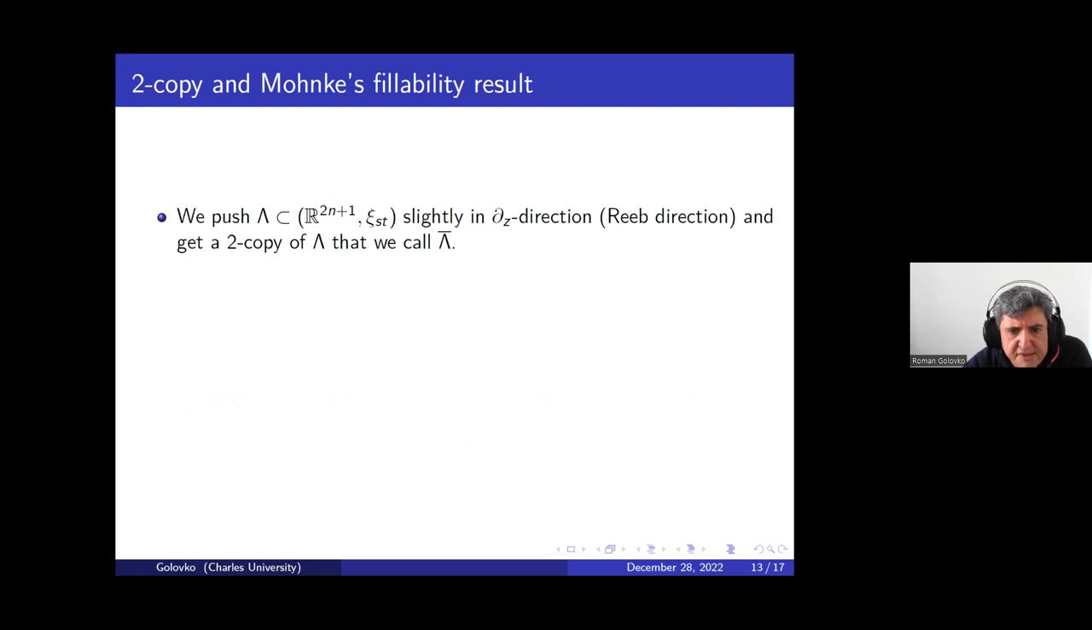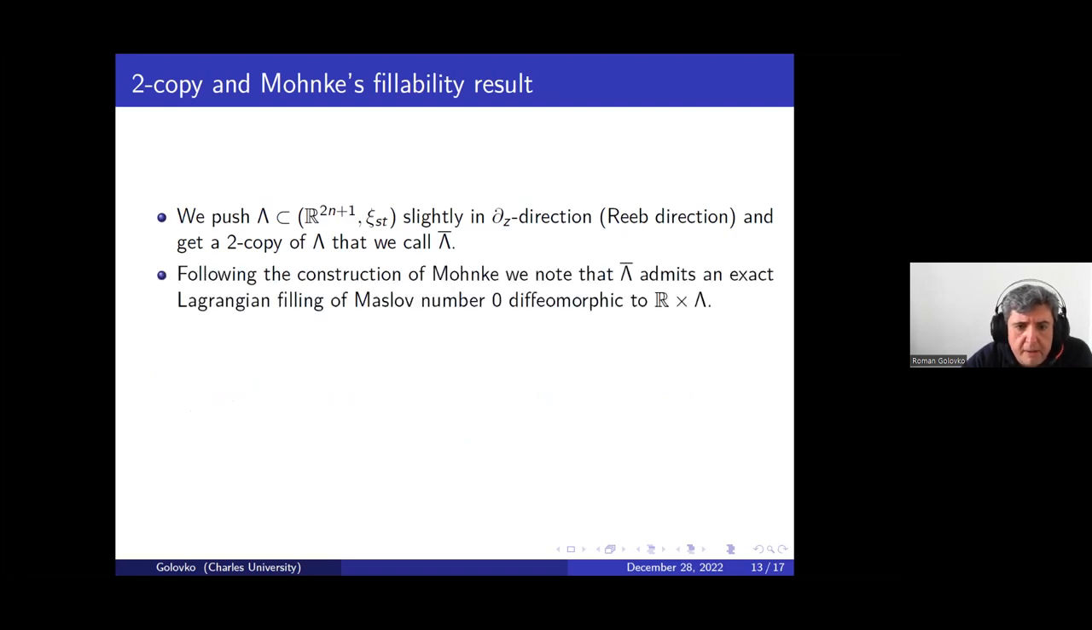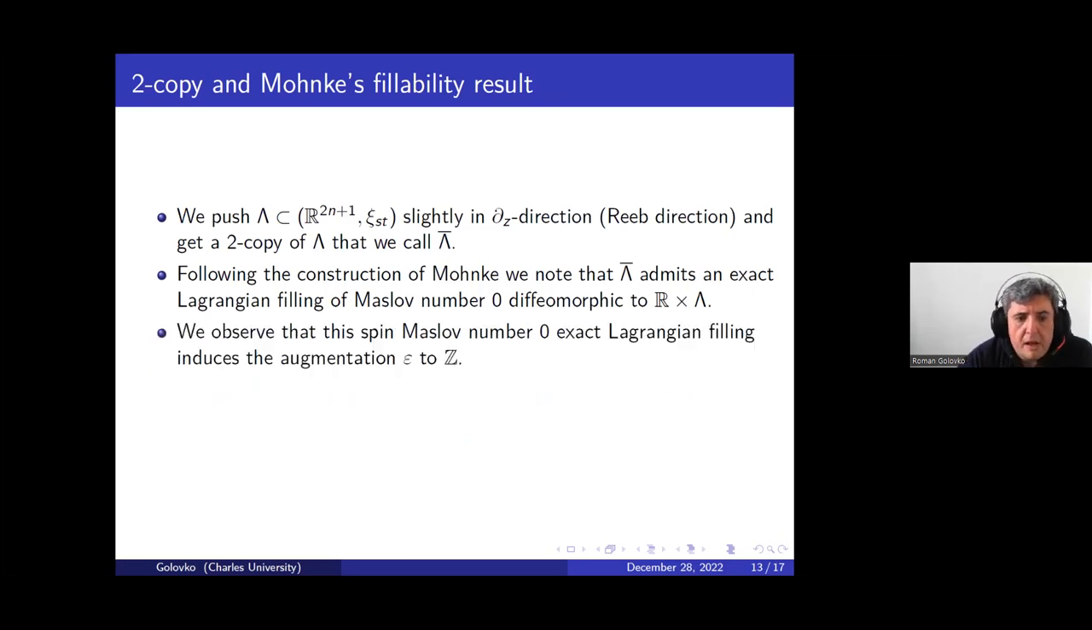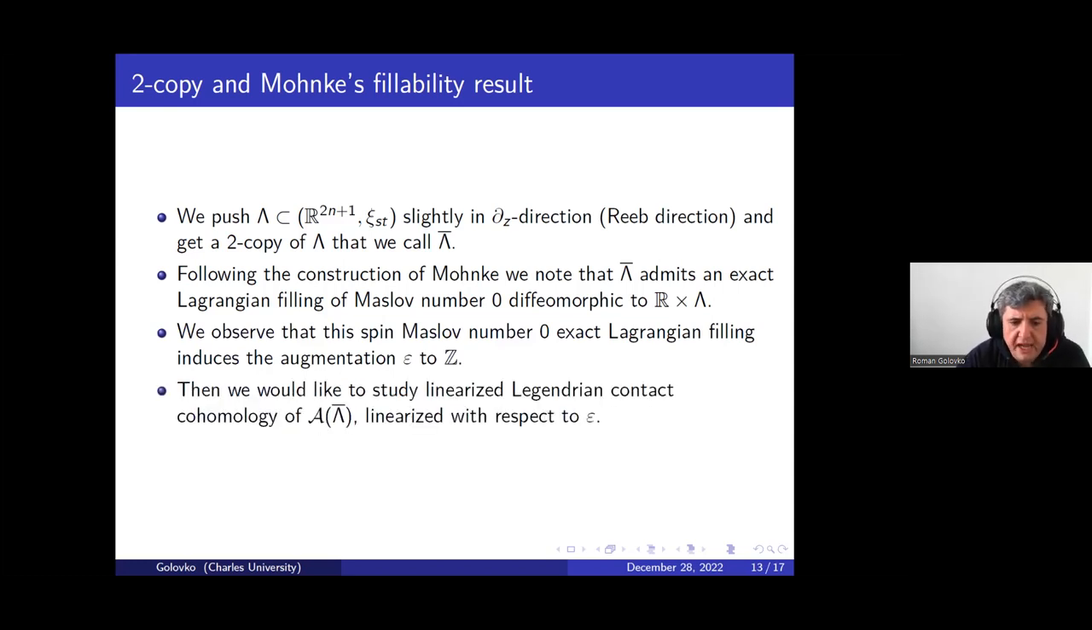But there is a trick for that. One can take a two-copy of our Lambda, namely one can push Lambda slightly in the Reeb direction, and take the original Legendrian plus this pushed one. This is usually called the two-copy and we denote it by Lambda bar. Then there was a result of Mohnke, which guarantees that this Lambda bar admits an exact Lagrangian filling, which is diffeomorphic to the original Legendrian times R. This filling has Maslov number zero. And we would like to linearize our Chekanov-Eliashberg algebra with respect to the augmentation coming from this filling.